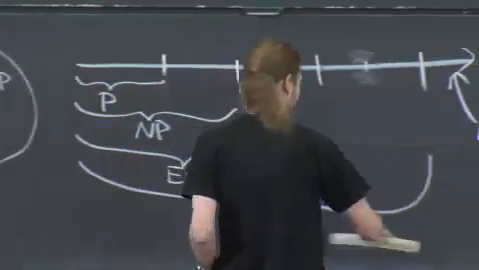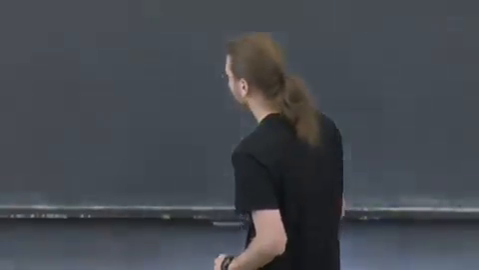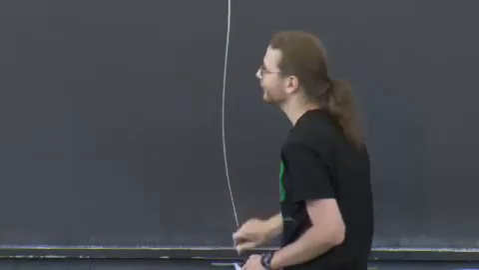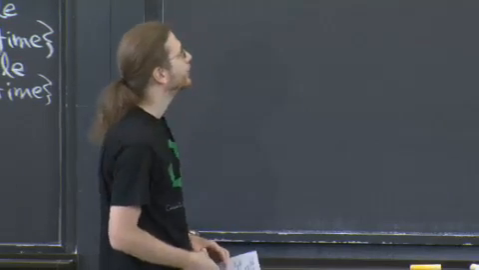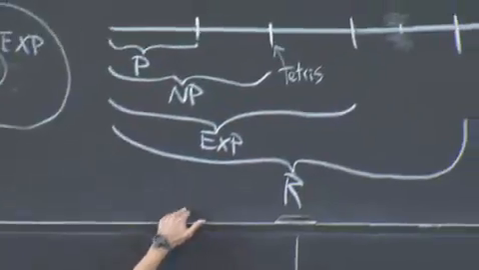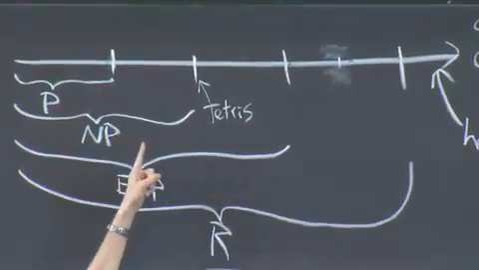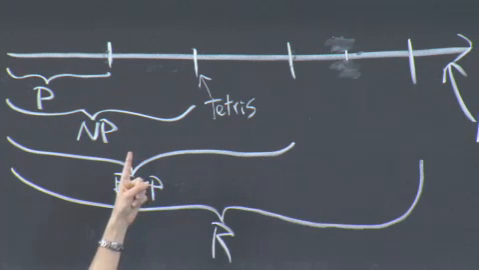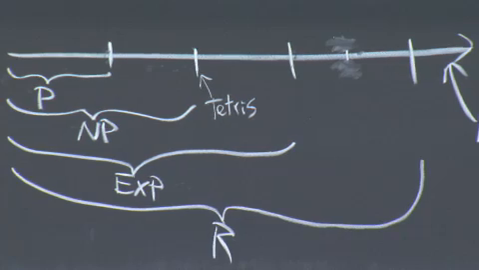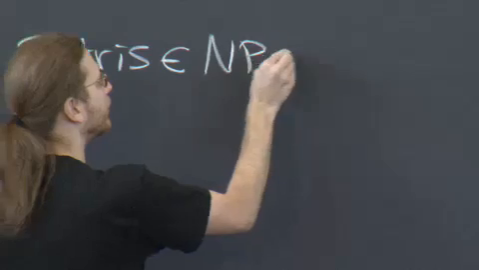I also want this one, but I guess I'll go over here. Fortunately, this is not the end of the story, and we can say a lot about things like Tetris. See, I drew Tetris not just in this regime. We're pretty sure Tetris is between NP and P, that it's in NP minus P. So let me write this down. Tetris is in NP minus P.